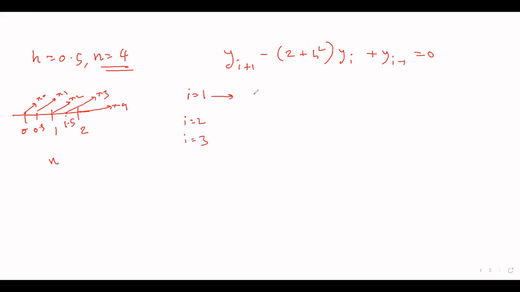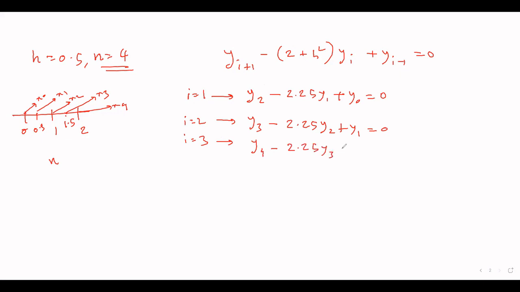Putting i equals 1, we actually get y2 minus, the value of h is 0.5, its square is 0.25, so 2.25 y1 plus y0 equals 0. For i equals 2, we get y3 minus 2.25 y2 plus y1 equals 0. And for i equals 3, we get y4 minus 2.25 y3 plus y2 equals 0. Please correct me if I am making any calculation error anywhere.